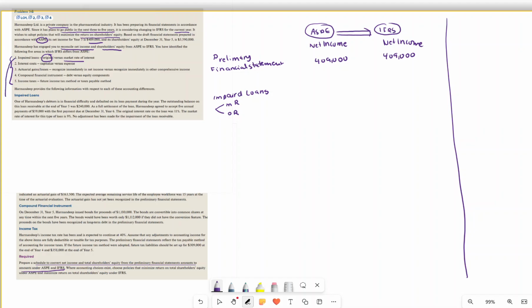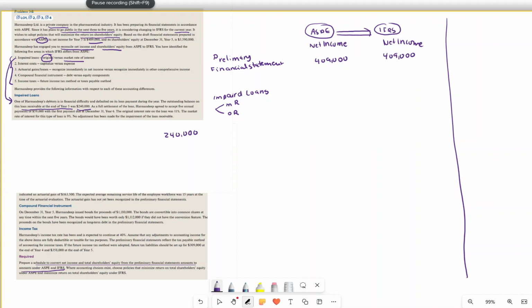So we're going to connect this to the impaired loan and see what they are saying. One of the debtors, Harmandeep, is in financial difficulty and defaulted on the loan. This is chapter 13 of volume 2 of Intermediate Accounting, that's when a default happens. The account balance on the loan receivable at the end of the year was 240,000. As a full settlement, they owe us 240,000, and what we do is we get interest from them.